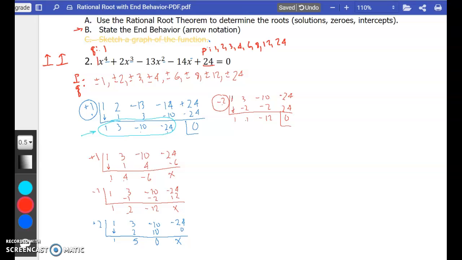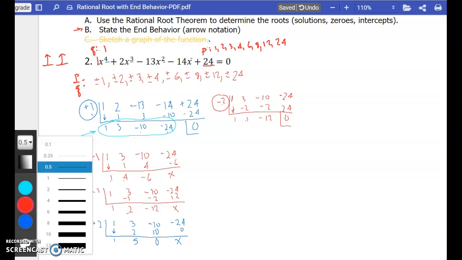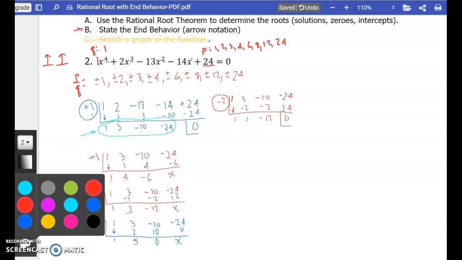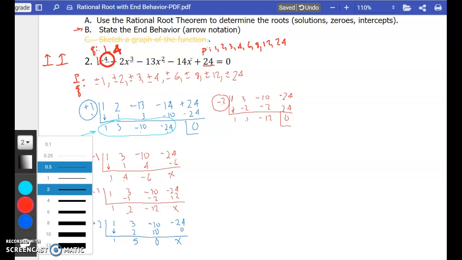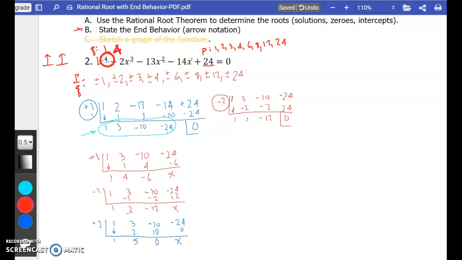How many do I expect? I expect to have that many right there, 4. That's my highest exponent. That's how many roots I expect to find. Let's go. So now I'm going to use these values for my next synthetic division: 1, 1, negative 12.